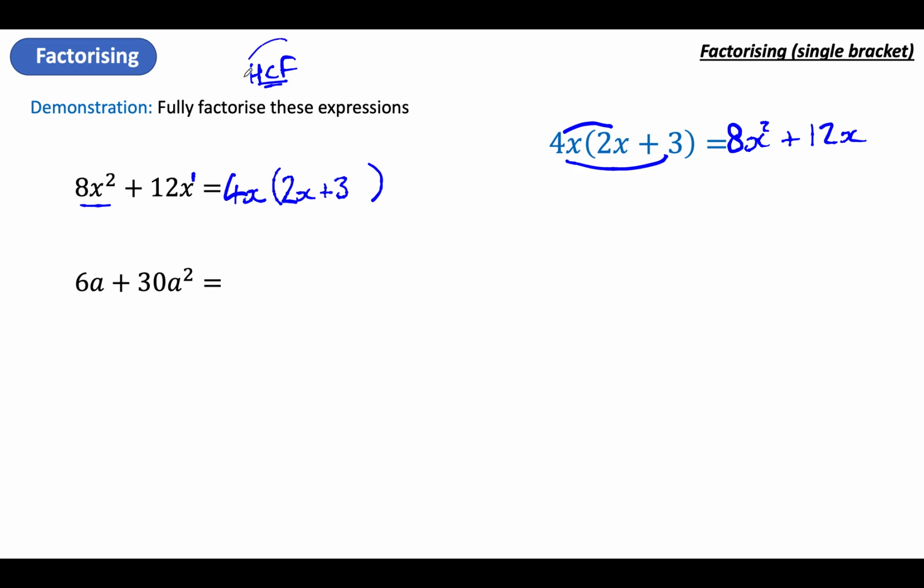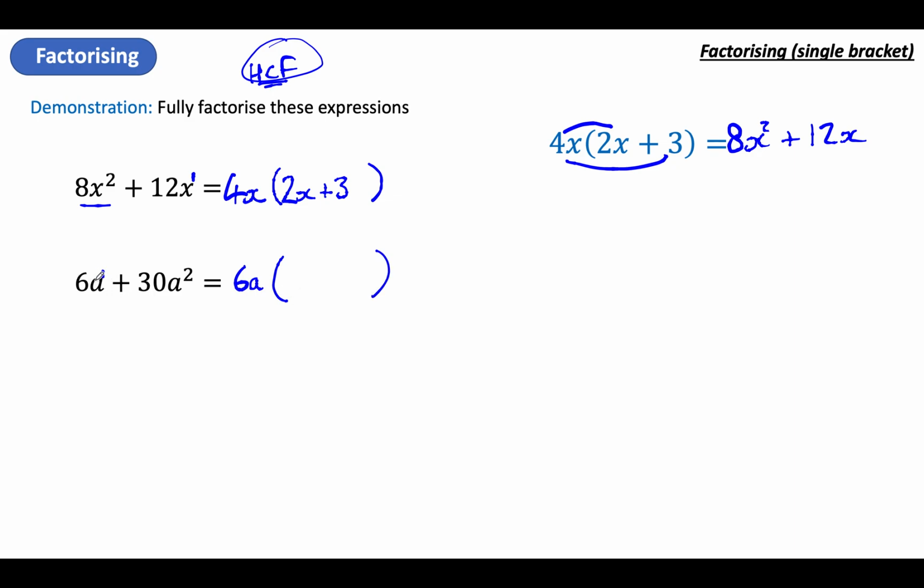Again, same thing every time. Start with the highest common factor first. Biggest number that divides 6 and 30 is 6. And then look, they've both got a's. Now this one's got just one of them, hasn't it? a to the power of 1. This one's got a to the power of 2. So they've both got at least that one a. So it goes outside the bracket. And then open up the bracket and fill it in.